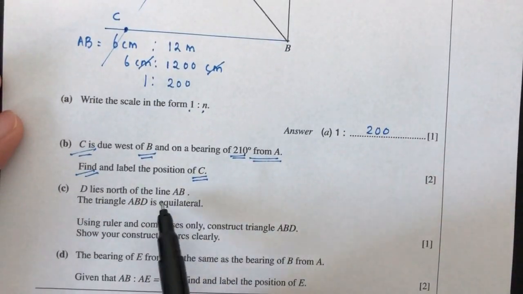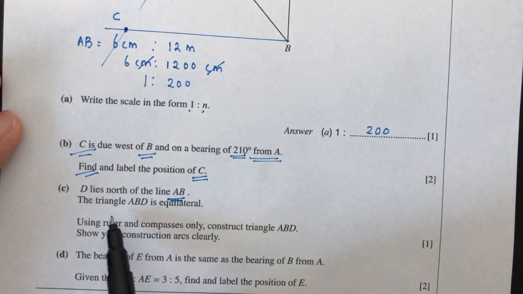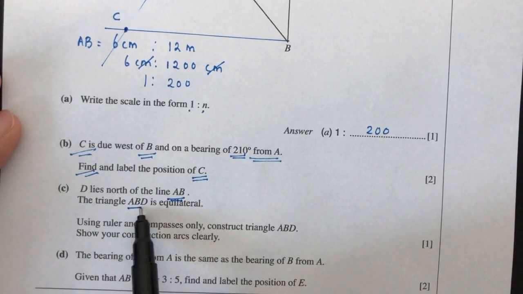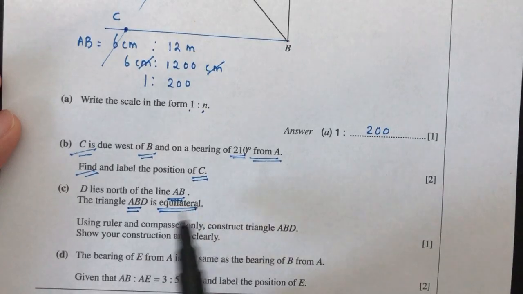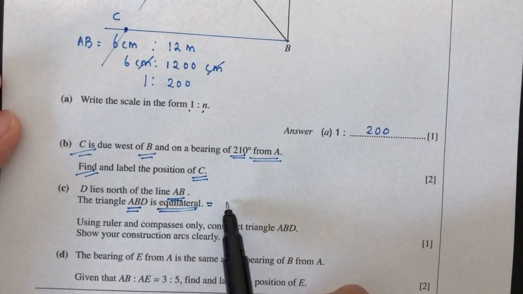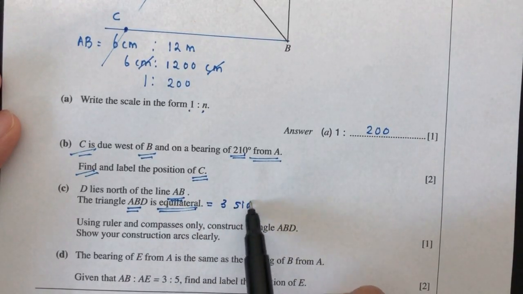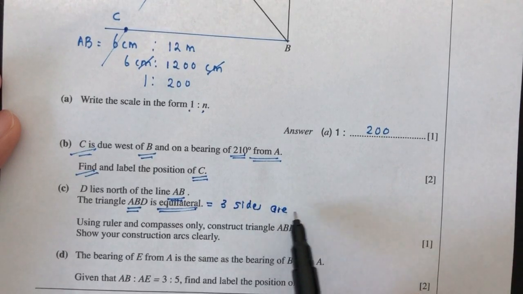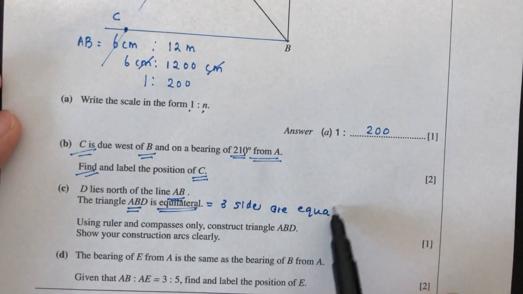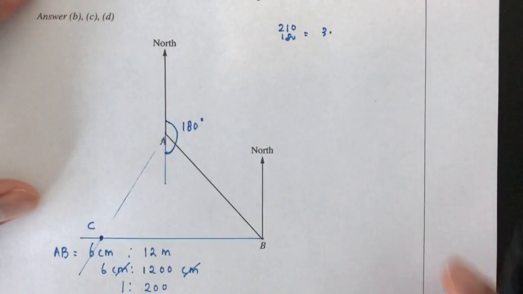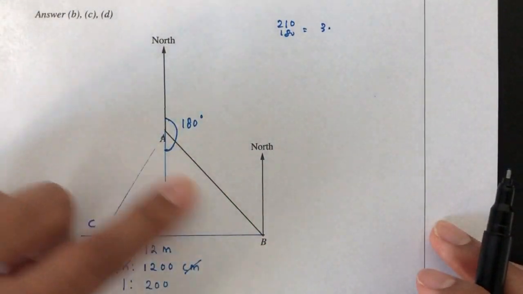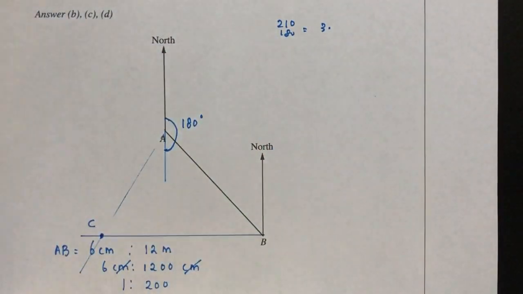Now point D lies north of line AB. The triangle ABD is an equilateral triangle. So what is an equilateral triangle? It means that all the three sides are equal. So pretty easy. We can just use this side because everything is equal. We can find the other side. Let me just show you.